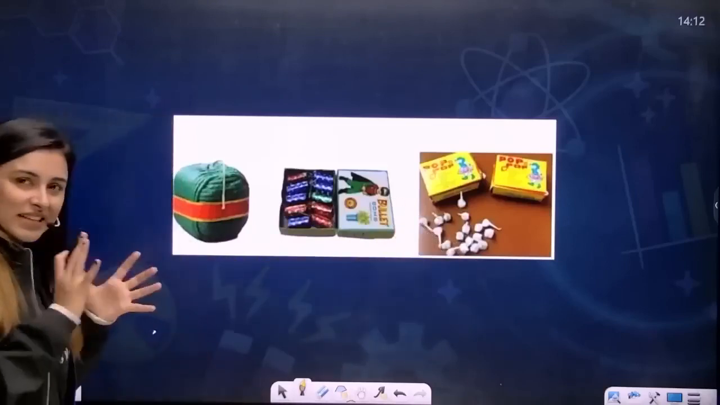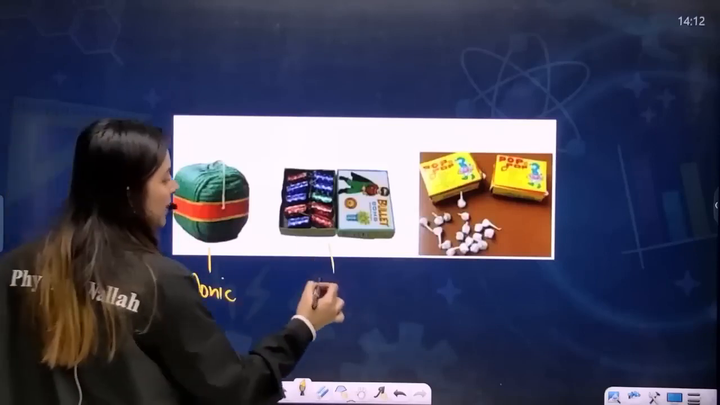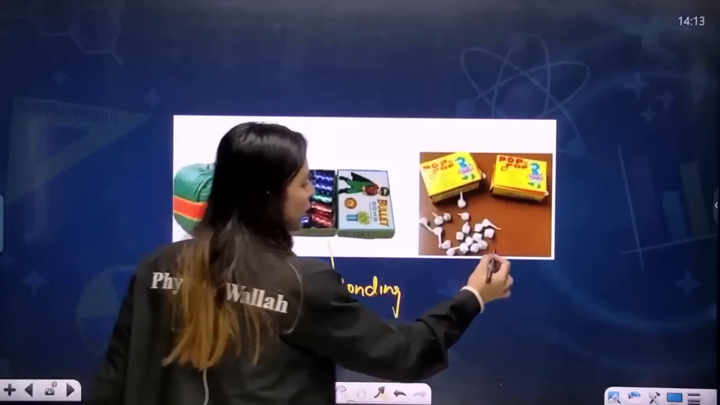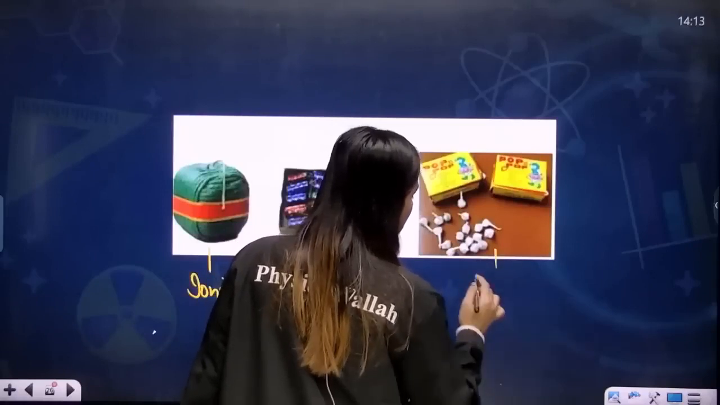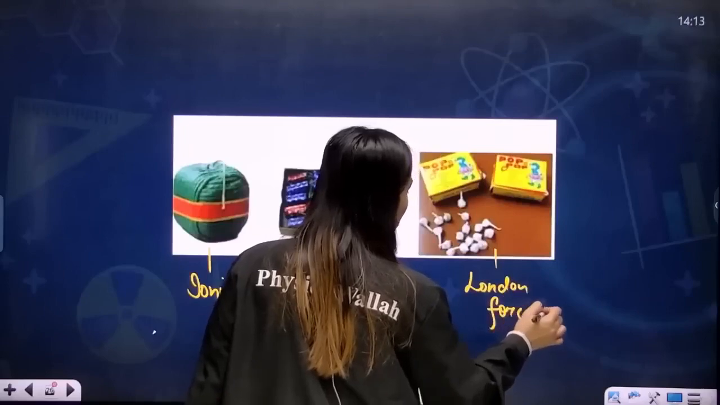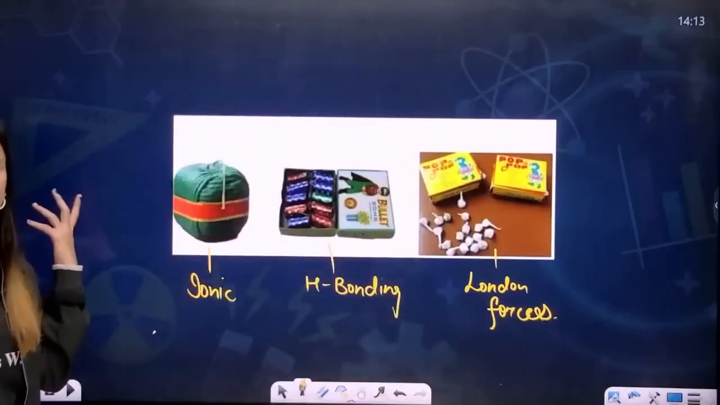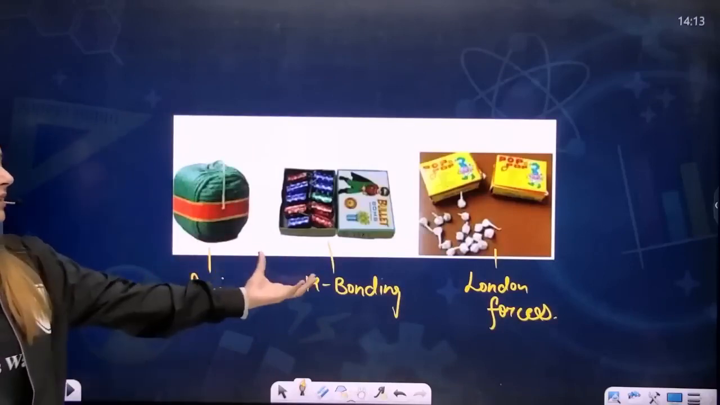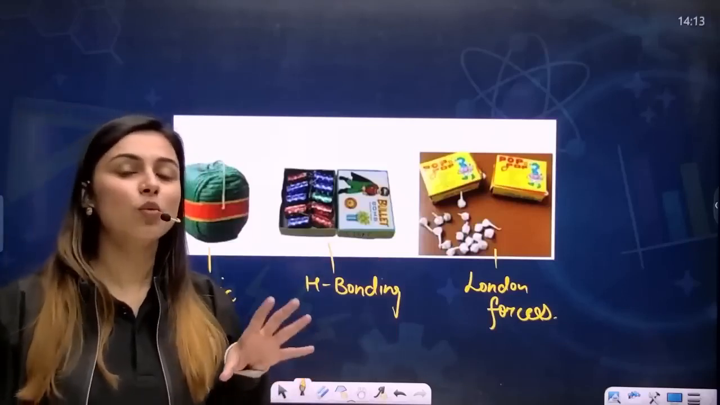So we can classify them as, let's say, this is ionic, this would be hydrogen bonding, then this would be your London forces. You'll get the idea about the interactions, the weakest and the strong ones. Covalent are strong, but we are not discussing that. Among these interactions, ionic is the highest, then hydrogen bonding, and then the London forces. I hope you got the idea of what I wanted to tell you.